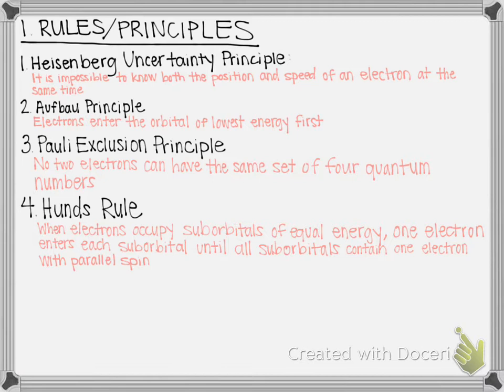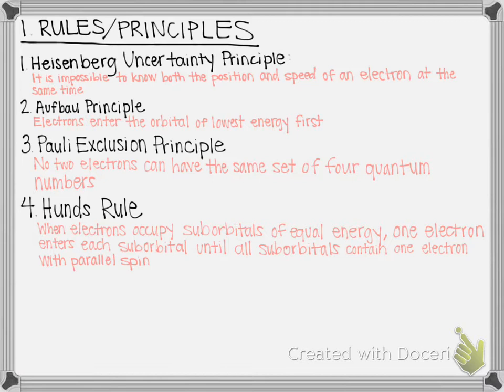The second one you need to know is called the Aufbau principle, and this states that electrons enter the orbital of lowest energy first, so they fill all the lower energy levels until they can move up to the higher energy levels. Third principle is the Pauli exclusion principle. This states that no two electrons can have the same set of 4 quantum numbers.